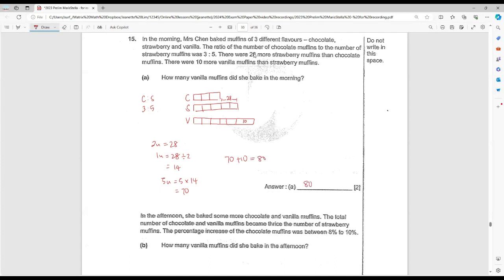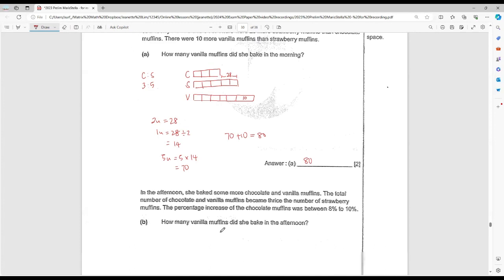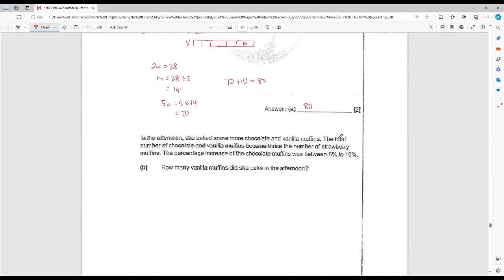That's for part A. Now part B, in the afternoon, she baked some more chocolate and vanilla muffins. Total number of chocolate and vanilla muffins became thrice the number of strawberry muffins. Percentage increase of the chocolate muffins was between 8% to 10%. How many vanilla muffins did she bake in the afternoon? Now take note, this increase doesn't mean that between 8 and 10 is 9%. Because it can be a decimal like 8.6, 8.7, 8.925 or anything between 8 and 10%.